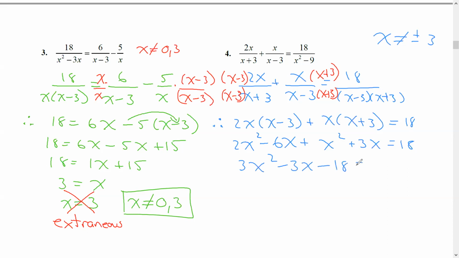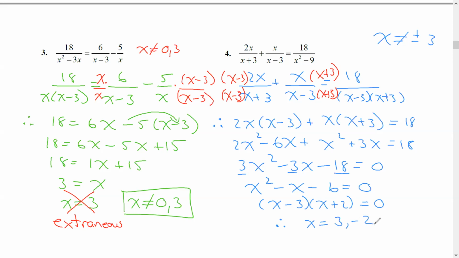And I'm going to subtract that 18 over because I've got a trinomial. And when I have a trinomial, I know that I want one side equal to 0. Do you notice we can factor out a 3? Or I'm going to divide everything by 3. I'm allowed to do that because 0 divided by 3 is 0. And what I did to one side, I did to the other. It kept my equilibrium, my balance. Now I can factor this. This will be (x minus 3)(x plus 2) is equal to 0. Therefore, x is equal to 3, negative 2.